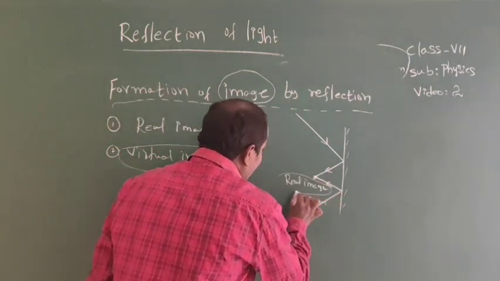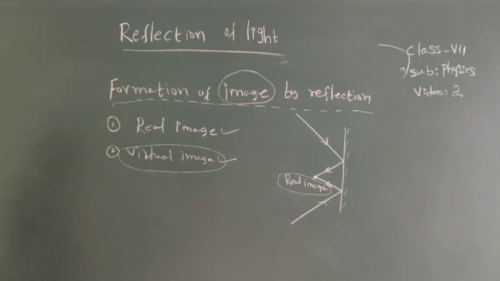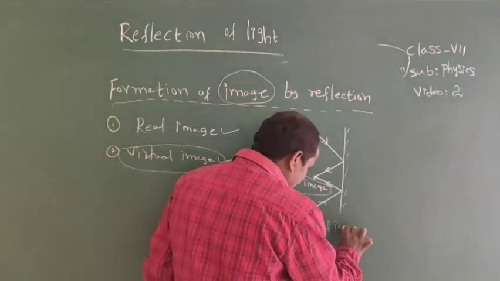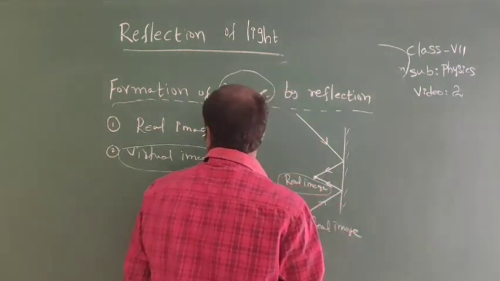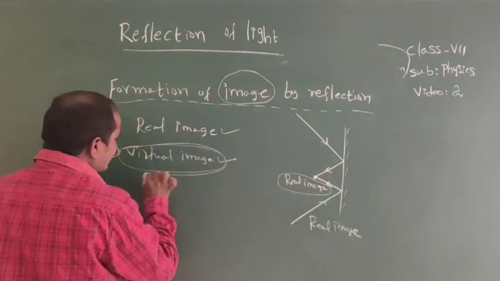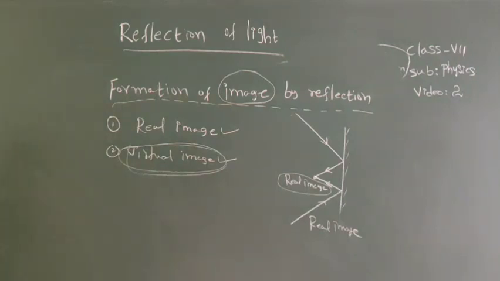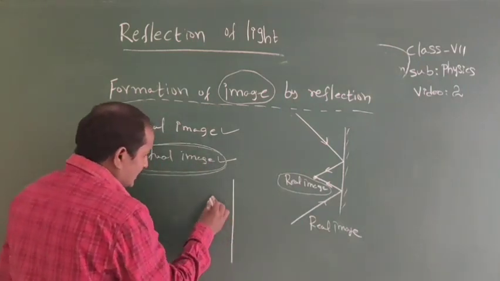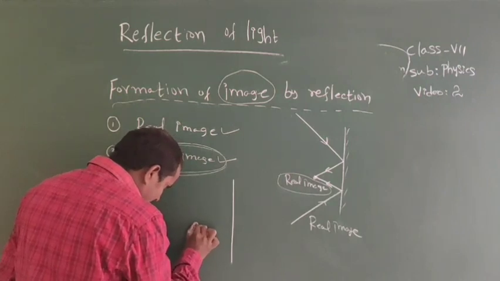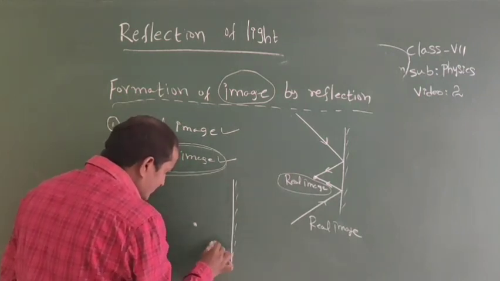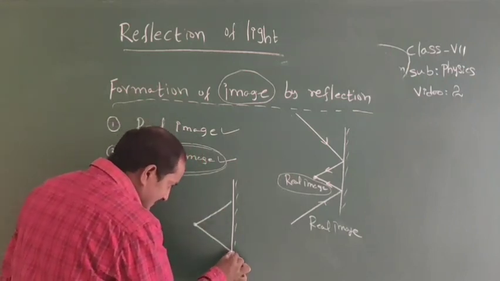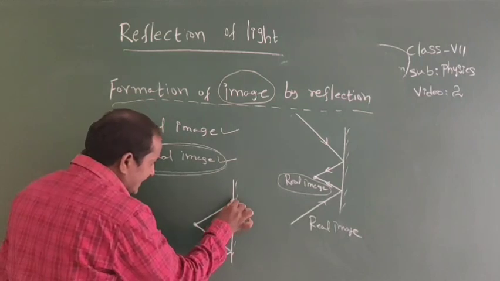So a real image we can catch on the screen. It is a diagram of the real image. Next, a virtual image we can't catch on the screen. So diverging rays after reflection are again diverging. The light source is the source of the light. These two are the diverging rays. After reflection, the reflected rays again diverge.